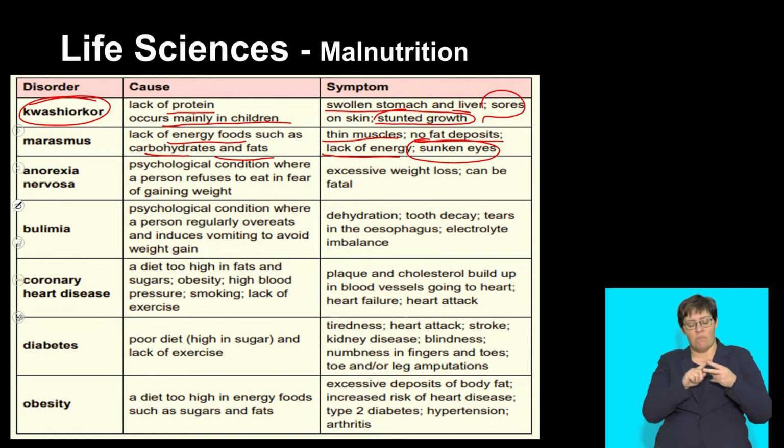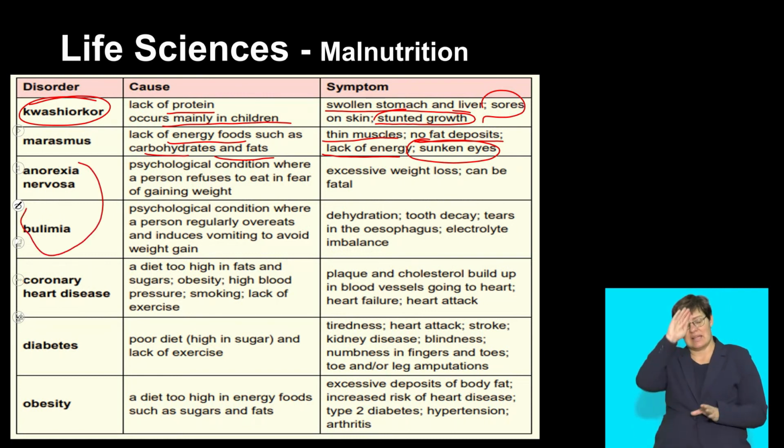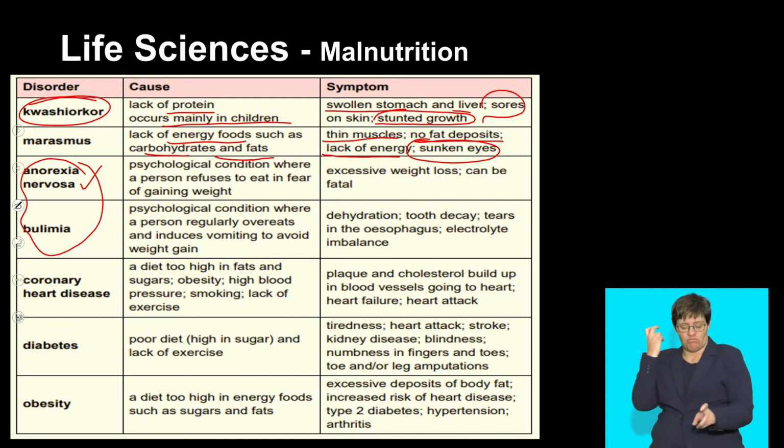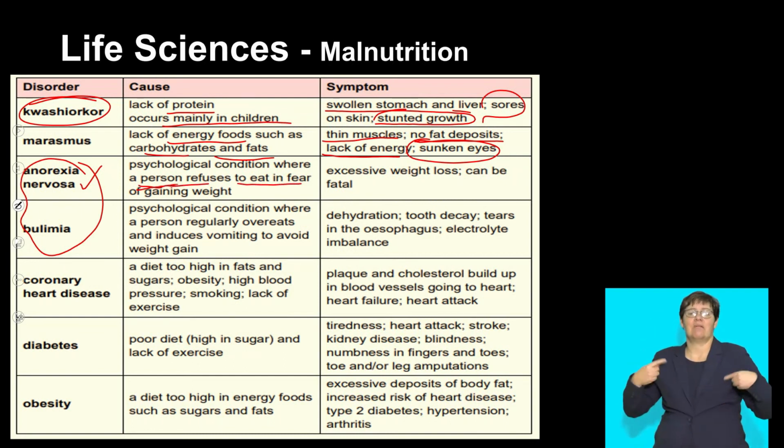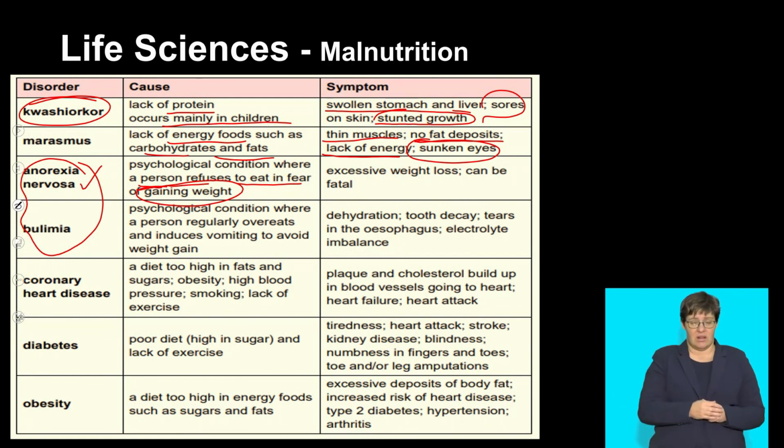We then have two other disorders which are called psychological disorders. One is called anorexia nervosa, and this is a condition where a person refuses to eat in fear of gaining weight, and these symptoms are seen as individuals having excessive weight loss to a point that it could be fatal.